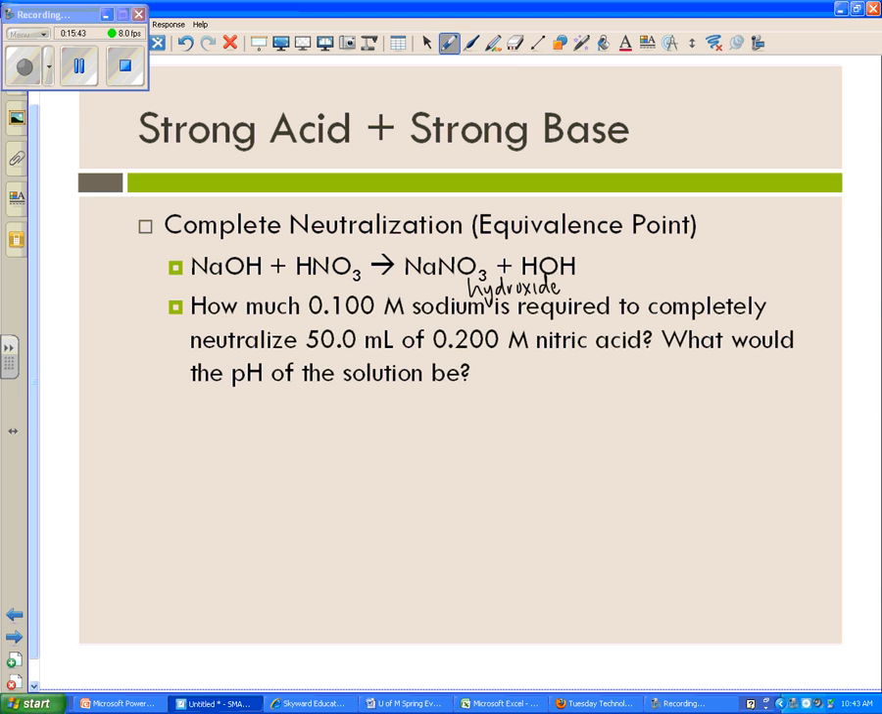Well, we know the second question right off the bat. The pH of the solution will be 7. We have a strong acid and a strong base, and we have a completely neutralized solution, so the pH has to be 7. So that answers the second question, but what about the first? What do we know about the point of neutralization that might help us solve this?